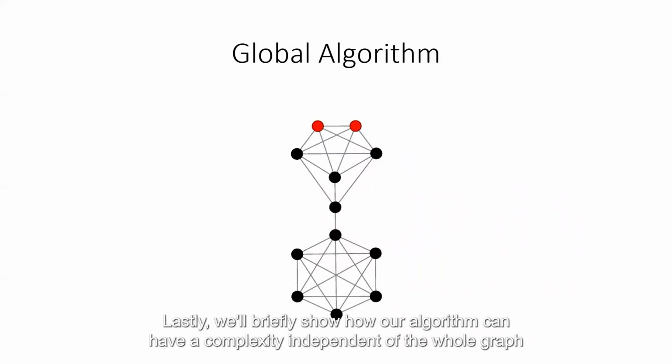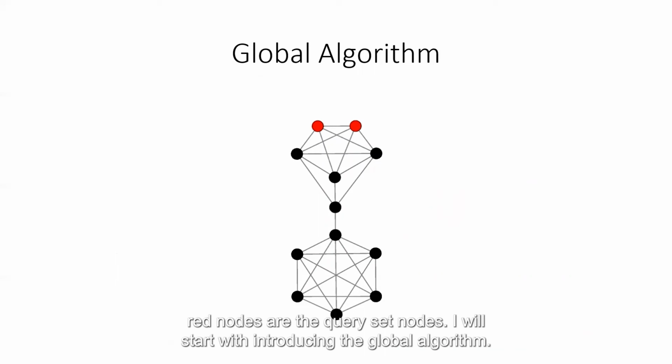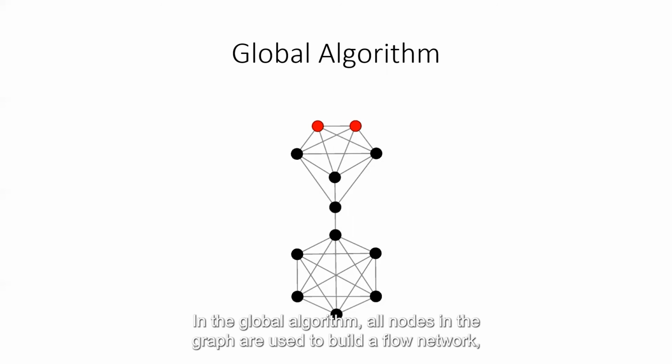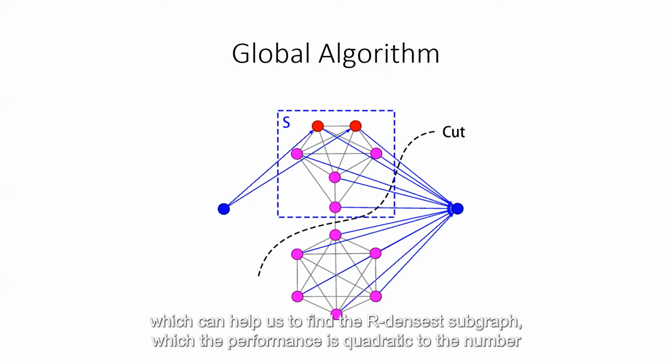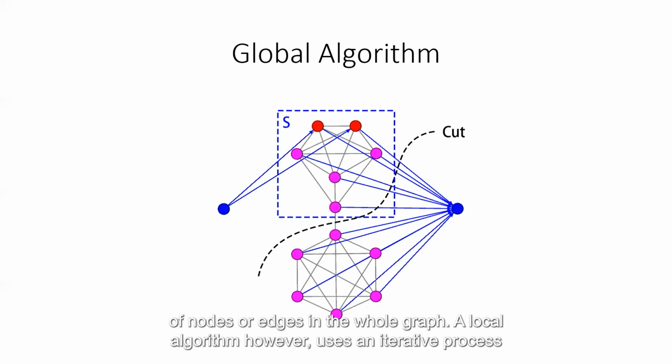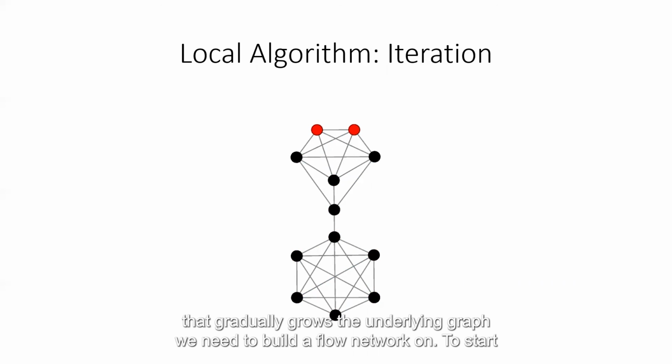Lastly, we'll briefly show how our algorithm can have a complexity independent of the whole graph using an iterative process. In this toy example, red nodes are the query set nodes. I will start with introducing the global algorithm. In the global algorithm, all nodes in the graph are used to build a flow network, which helps us find the R-densest subgraph, with performance quadratic to the number of nodes or edges in the whole graph.